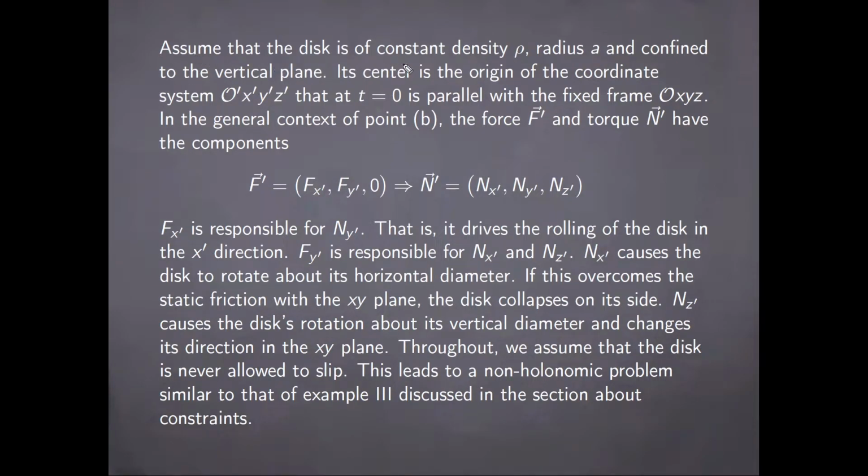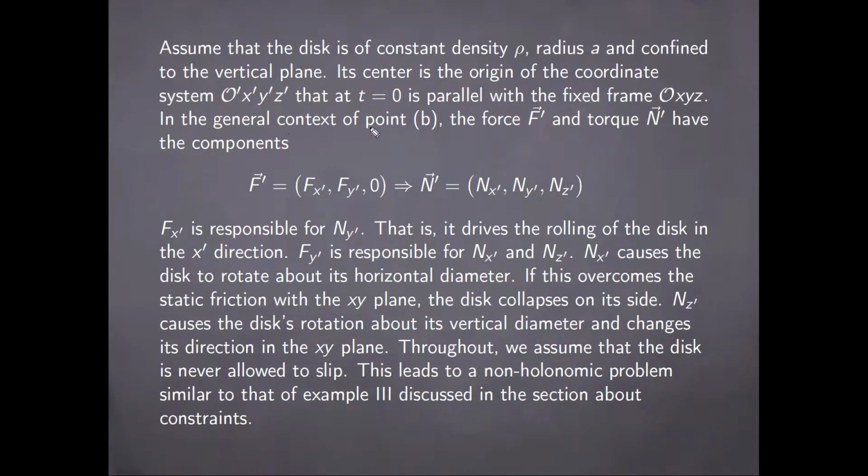I will assume that the disk is of constant density ρ, radius a, and confined to the vertical plane. Its center is the origin of the coordinate system O', where I want y' to be the symmetry axis of the disk, z' is the vertical axis, and x' will always point in the forward direction towards which the disk is rolling. These assumptions aren't really necessary, but we can consider that at time t equals 0, it is parallel with a fixed frame O.